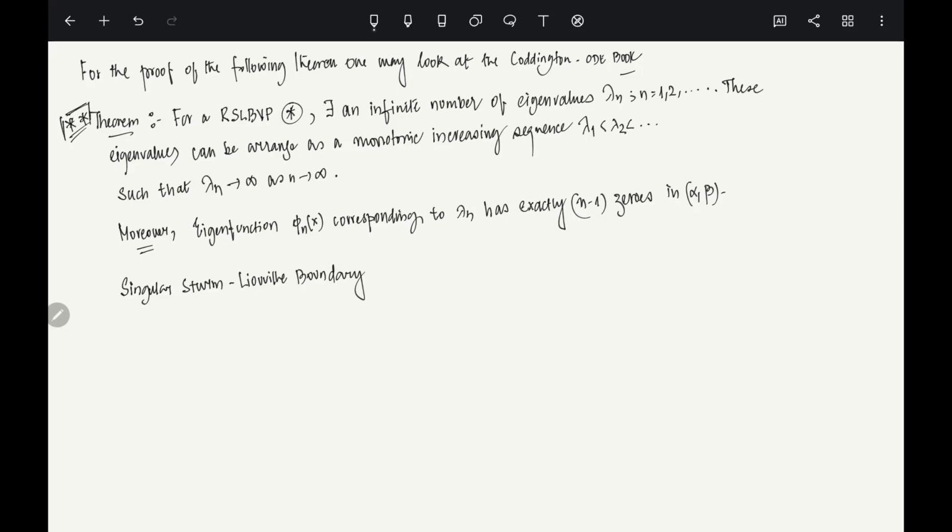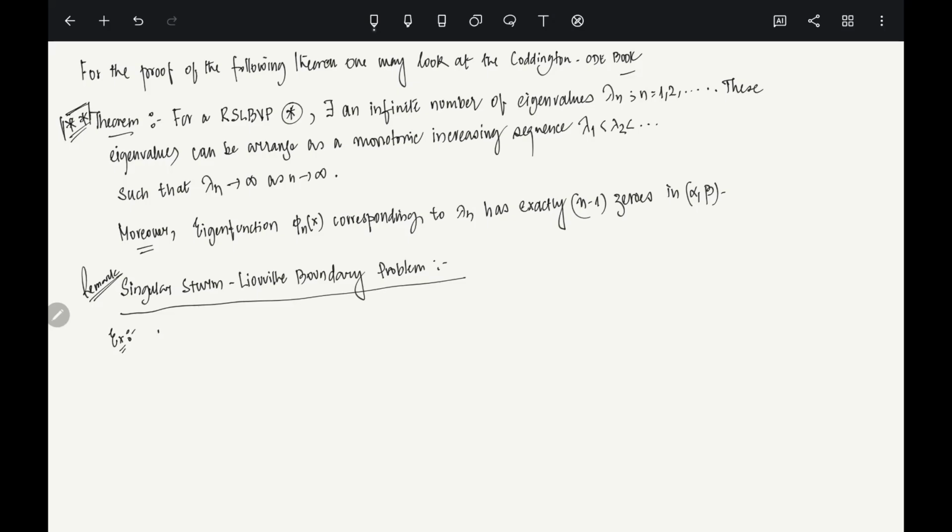This is basically about the singular boundary value problem. This is basically a remark kind of thing you can think of. This will tell you that there is some difference here. So first of all, we will just look at some examples.